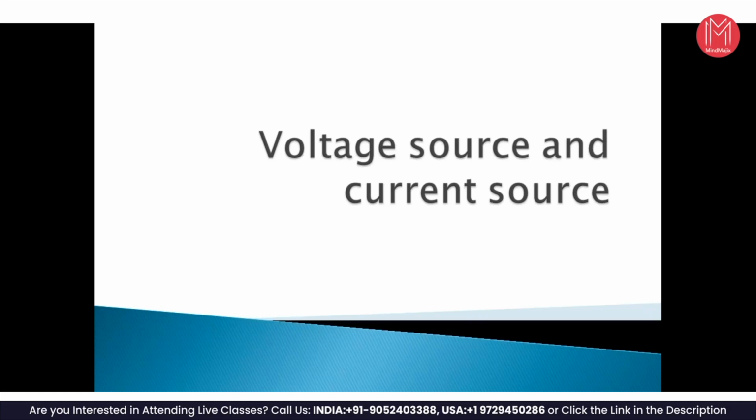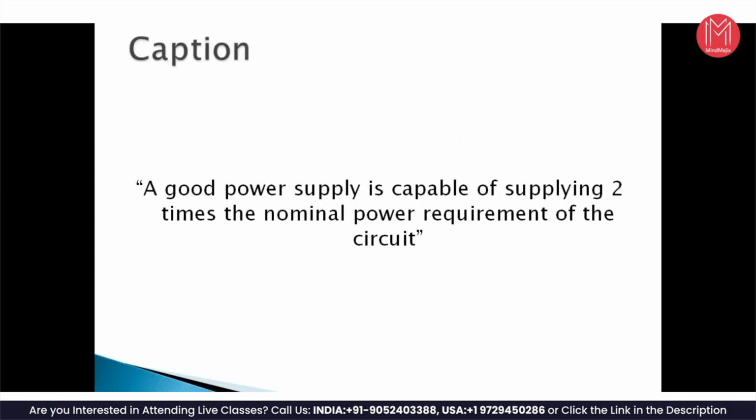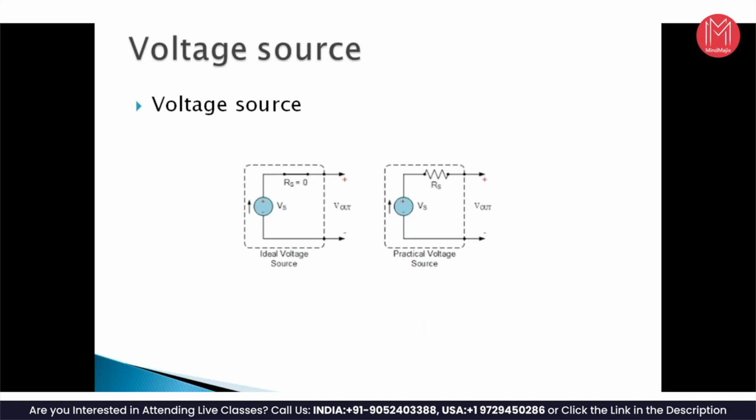Today's session is on voltage source, current source, and secondary power supply. A good power supply is capable of supplying 2 times the nominal requirement. Whenever we are designing or selecting a power supply, we want to ensure that it is capable of 2 times the nominal requirement. This is a general rule of thumb, but some people will use 1.5 times. You always have something more than nominal.